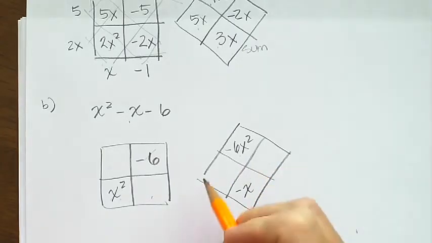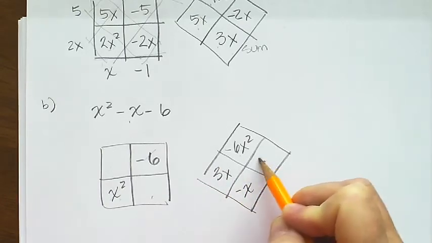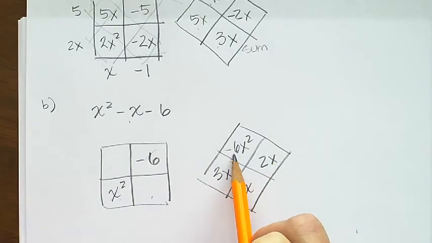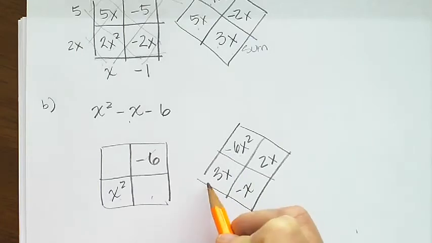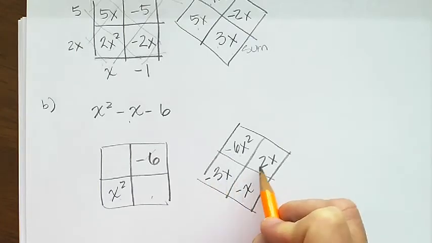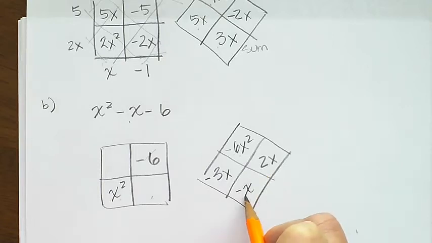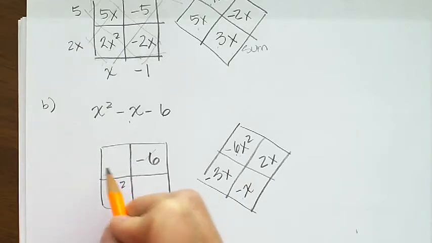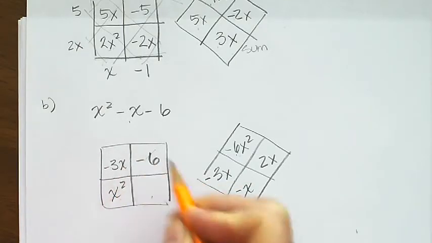So it's got to be 3x and 2x. When we multiply, we get negative 6, but when we add, we get negative 1. That means that 3 has to be negative, because negative 3 plus 2 is negative 1. Negative 3 times 2 is negative 6. So those are our missing terms.